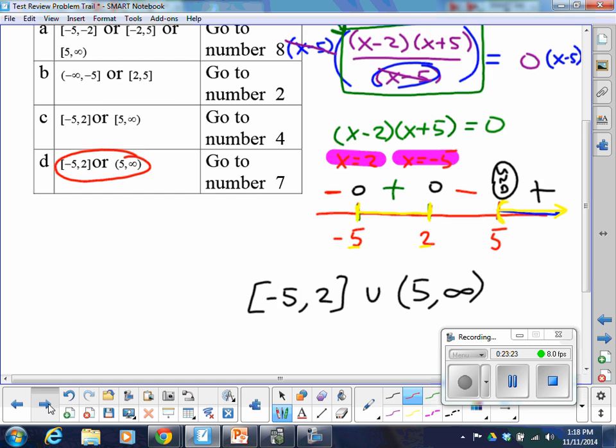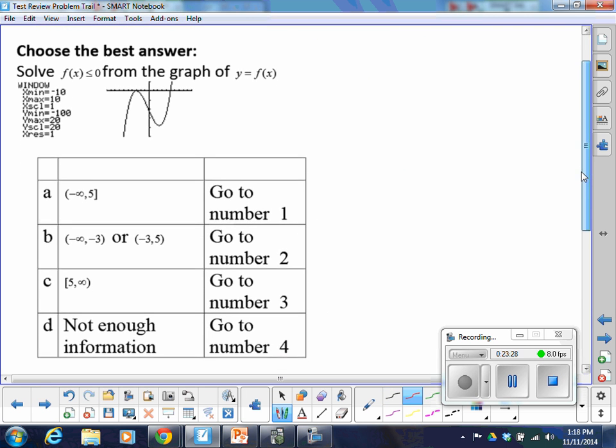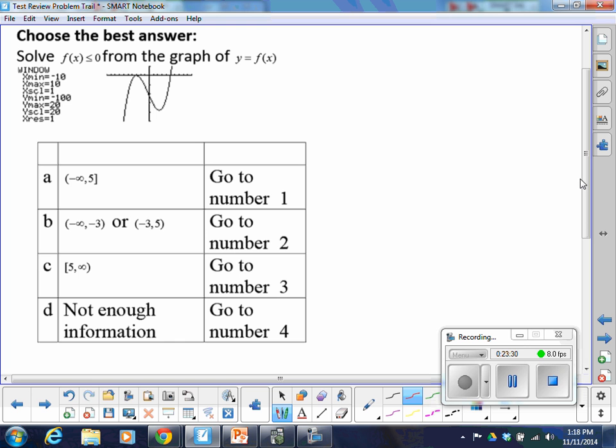Okay, next problem, number 7. This one should be a little quicker. They kind of handed you a graph. They want to know when the function is less than or equal to 0. So as I'm tracing this thing, it's increasing, but it's still less than or equal to 0. It looks like we might hit 0 there, but we're still less than or equal to 0.